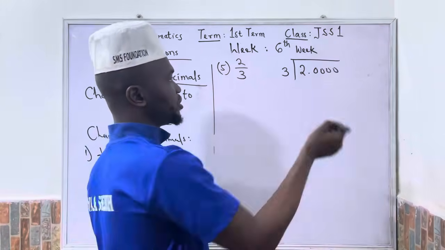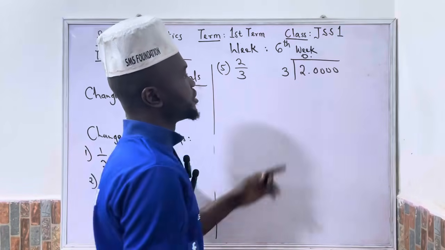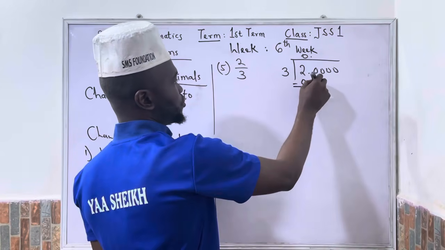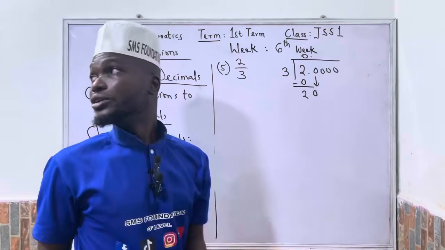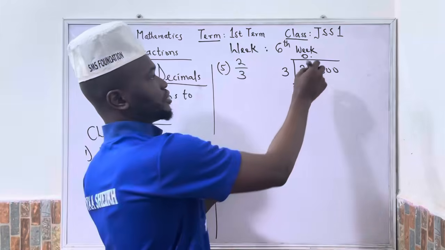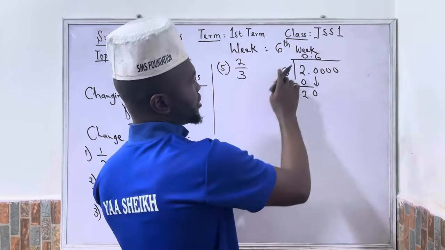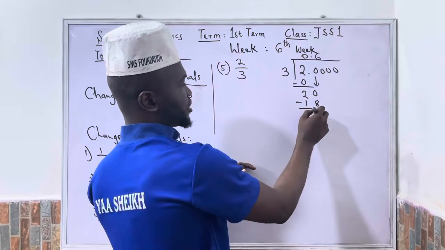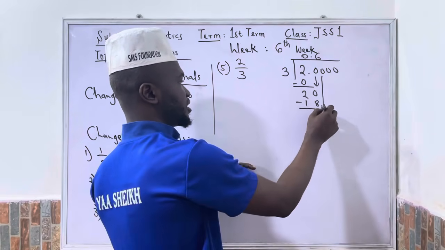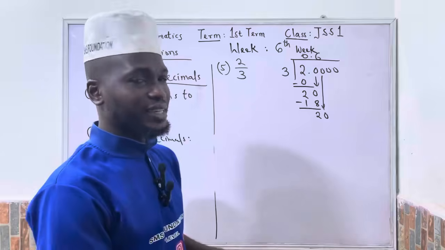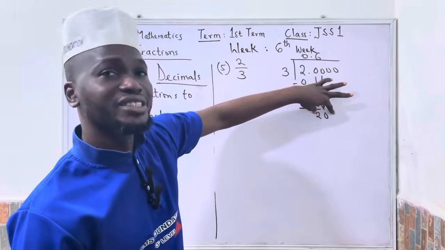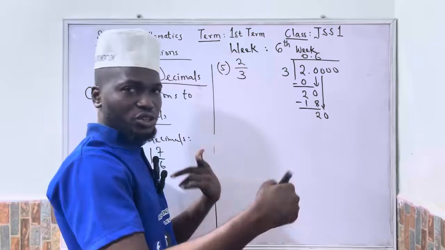How many 3 in 2? That's impossible. You have 0. 3 times 0, that's 0. Subtract 2 minus 0 will give you 2. Bring down the next 0. Now 3 in 20, that will give you 6. 3 times 6, that will give you 18. Subtract 20 minus 18, that will give you 2. Bring down the next 0. So you have 20 again. The 20 that you had here that led you to this, you're having it again. So follow the process again.